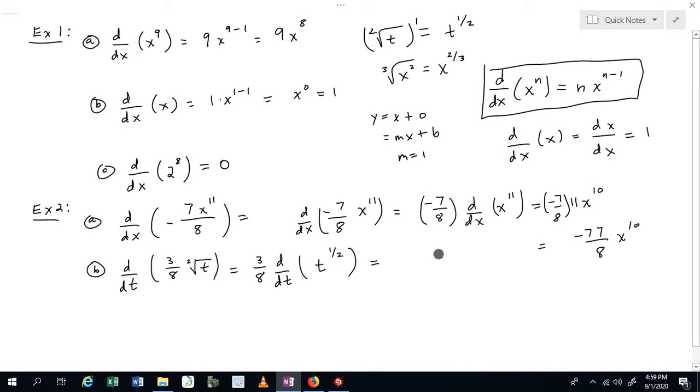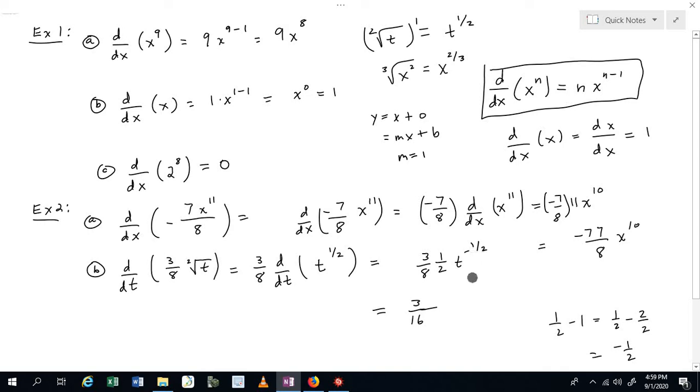Using the power rule, the 1/2 would come down and get multiplied in front, and then you subtract 1 from 1/2. Of course, you want a common denominator here, so instead of writing it as 1, let's write it as 2 over 2. And that way you can subtract these fractions, and you get negative 1/2. And then you multiply this by the constant 3/8. And so it looks like you get 3 over 16 times t to the negative 1/2 power.